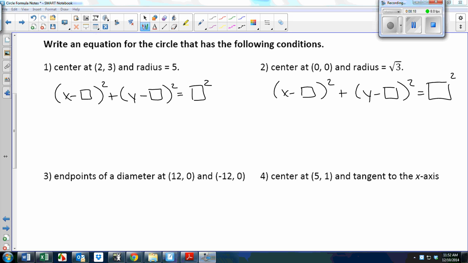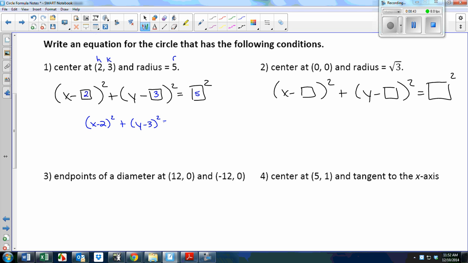All right, so let's check these real quick. The center is 2, 3, so that's your H, that's your K. So 2 goes in this box, 3 goes in this box. The radius is R, so R is 5. 5 goes in that box. Now, you can take 5 squared and change it to a number, and they will. So the final answer is going to look like this. X minus 2 squared plus y minus 3 squared equals 25.